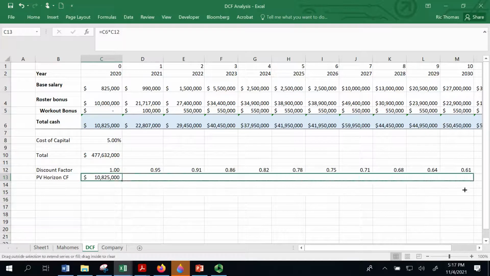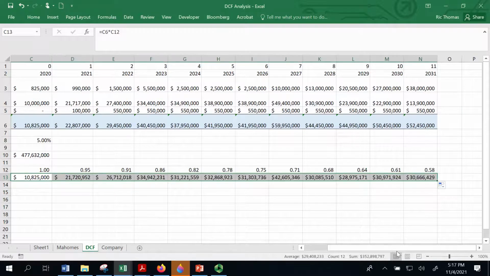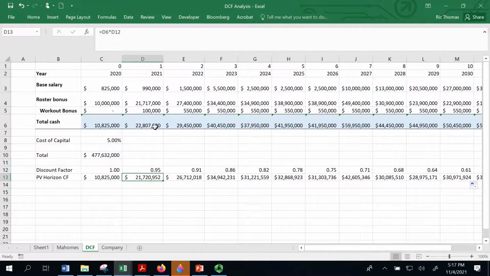But as I drag that across now, you can see that these numbers start to depart, and the departure gets bigger and bigger because these numbers get progressively smaller. So for example, this is the big year. In 2027, he gets 59,950,000. But today's present value of that cash flow in the year 2027 is only, quote unquote, only 42.6 million. So 59,950,000 to be received, call it 7 years from today, discounted at 5% is 42,605,000.